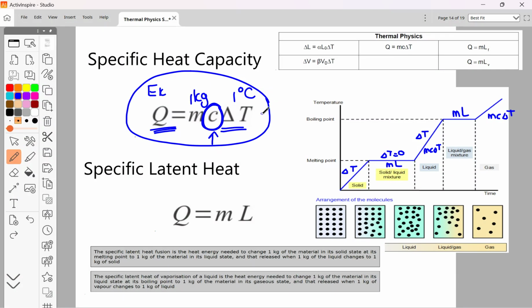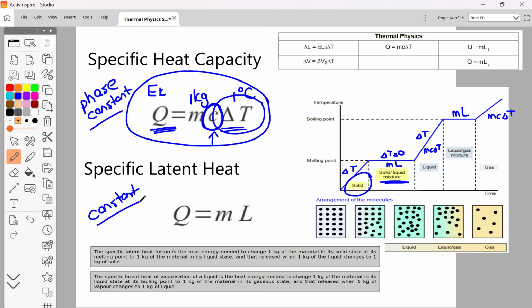Just remember that here there is a change of temperature, and the phase is not changing. So please remember that. Here the phase is constant. You can see this is still solid. Here the phase is changing. So this is a change of phase, but it's happening at a constant temperature. So if the question is asking for the difference between these two things, in the one there's no phase change, and in the other one, there's no change in temperature.